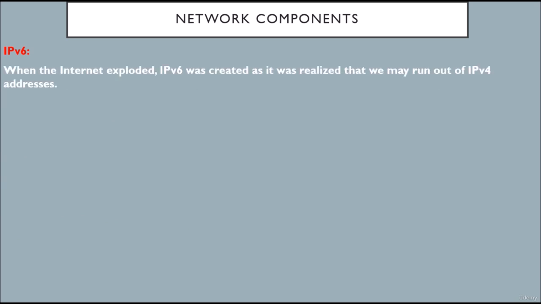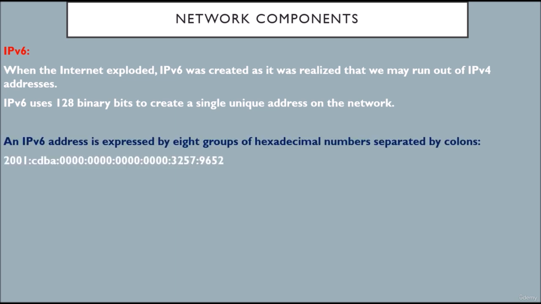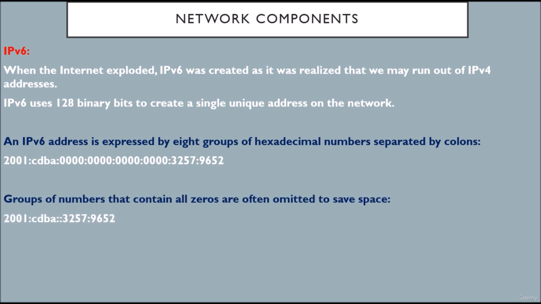Let's talk about IPv6. When the internet exploded, IPv6 was created as it was realized that we may run out of IPv4 addresses. IPv6 uses 128 binary bits to create a single unique address on the network. An IPv6 address is expressed by 8 groups of hexadecimal numbers separated by colons. If you look at the example, this is how they look. Groups of numbers that contain all zeros are often omitted to save space, so they will actually look like this.